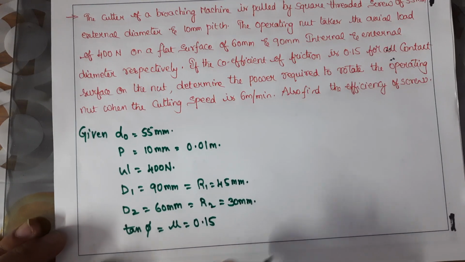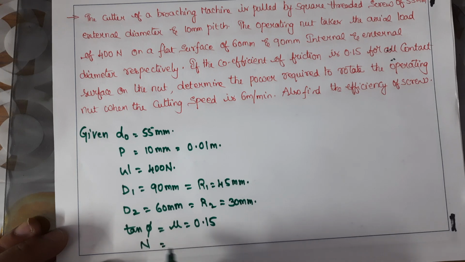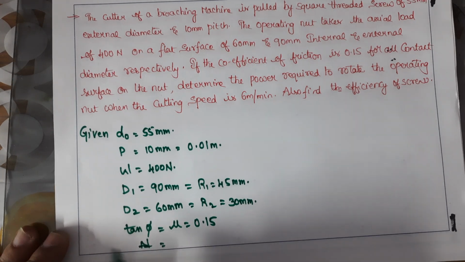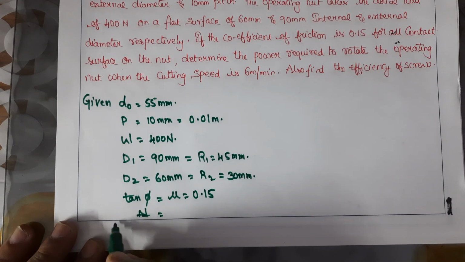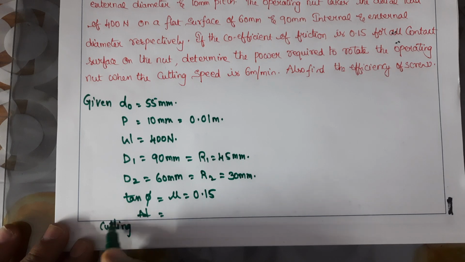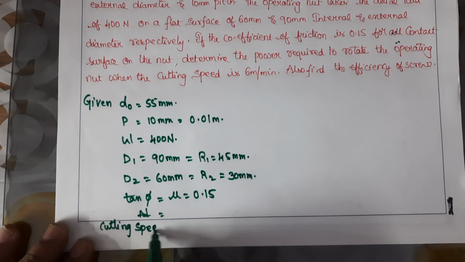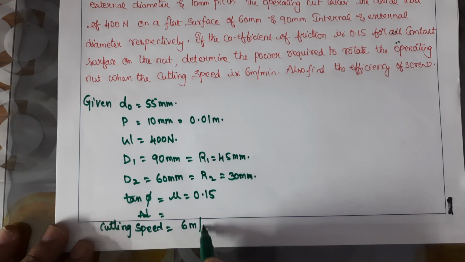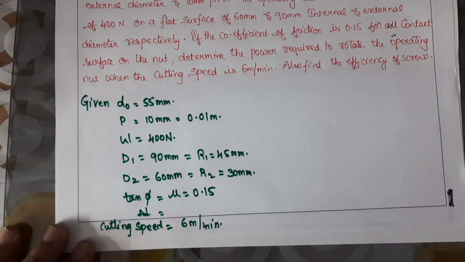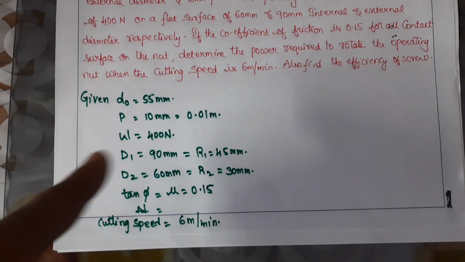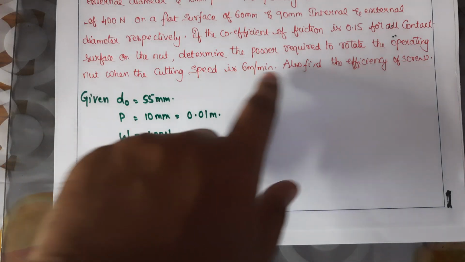Okay, so N he has given as speed, not exactly N, he has given cutting speed. So let me write it as cutting speed. Later you won't get confused; if I write N is equal to 6 meters per minute, you will get confused. So that's why I am writing cutting speed is equal to 6 meters per minute. Okay, we have to calculate the efficiency, and he has asked us to determine the power also.